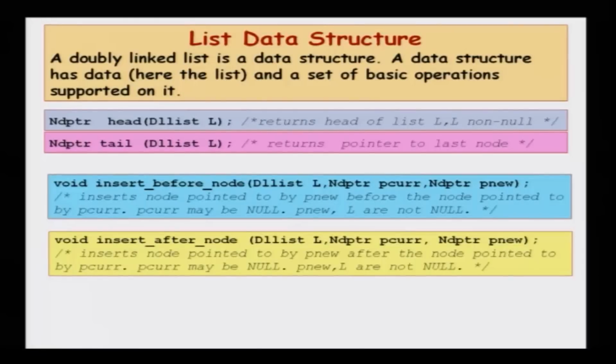So, if I say that here is a node and insert before that node in a singly linked list, it is difficult. You need some extra information, but in a doubly linked list you have the current node and you can use the previous link in order to go before that. Insert after node also can be done. This could also be done in a simply linked list.